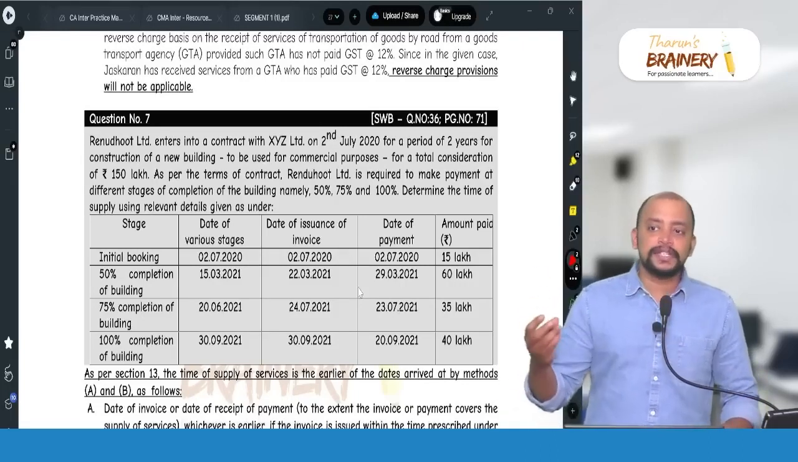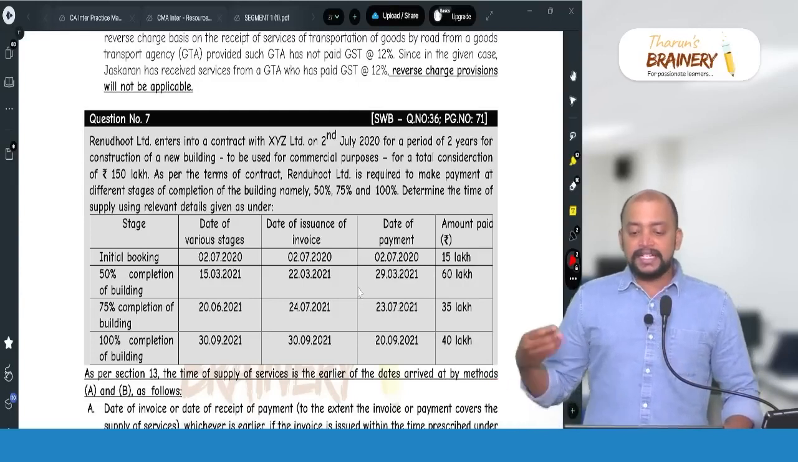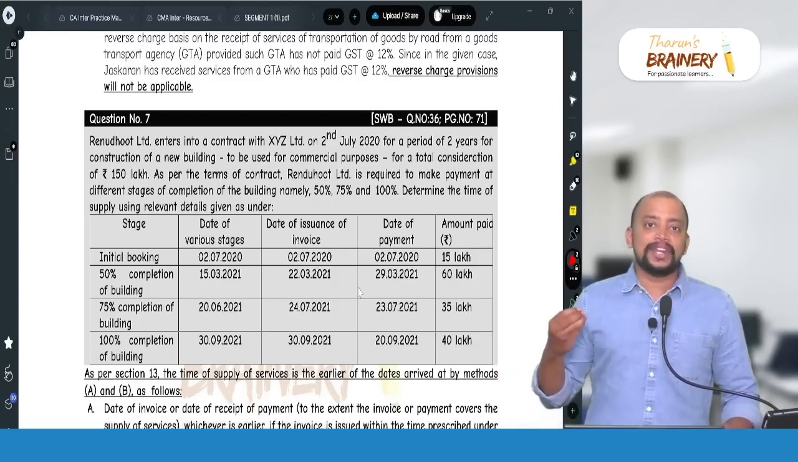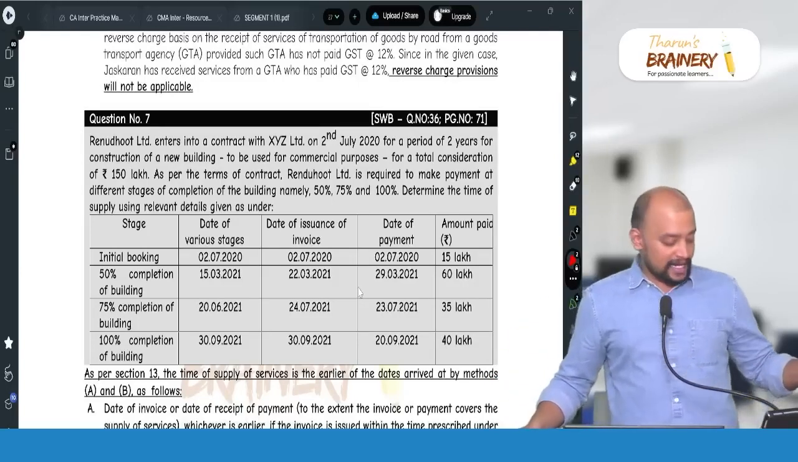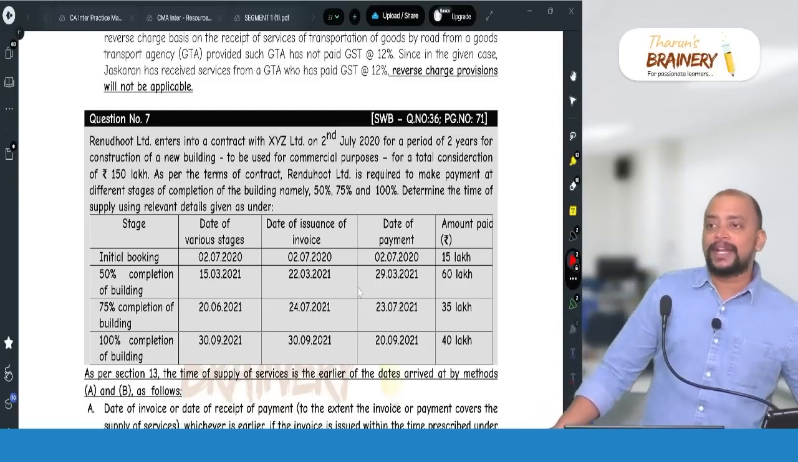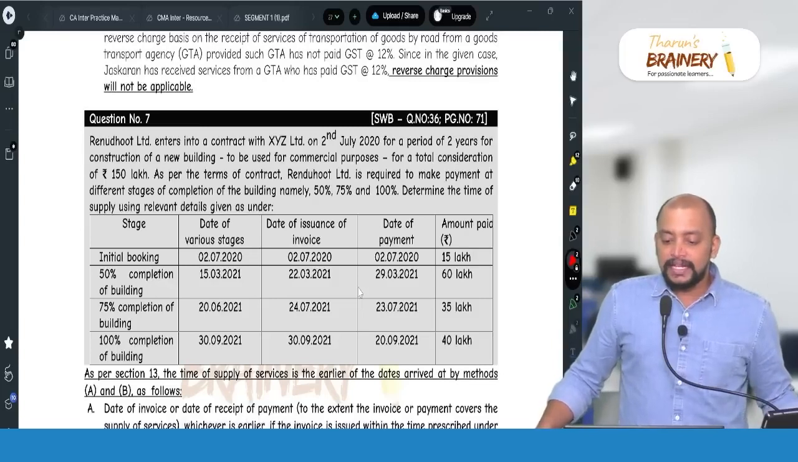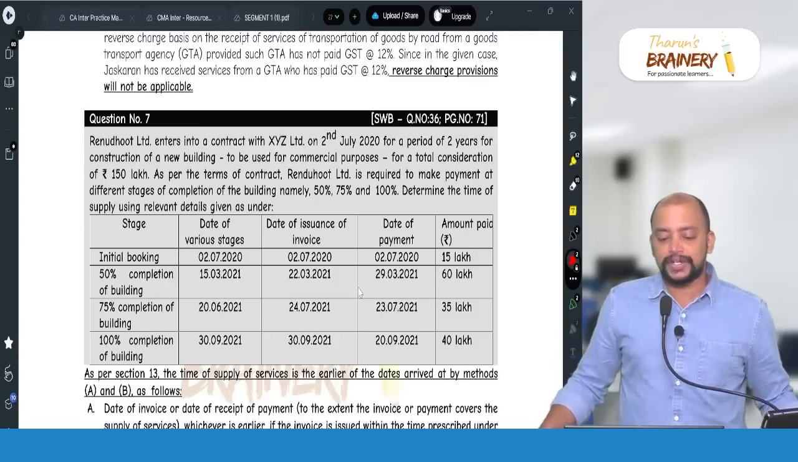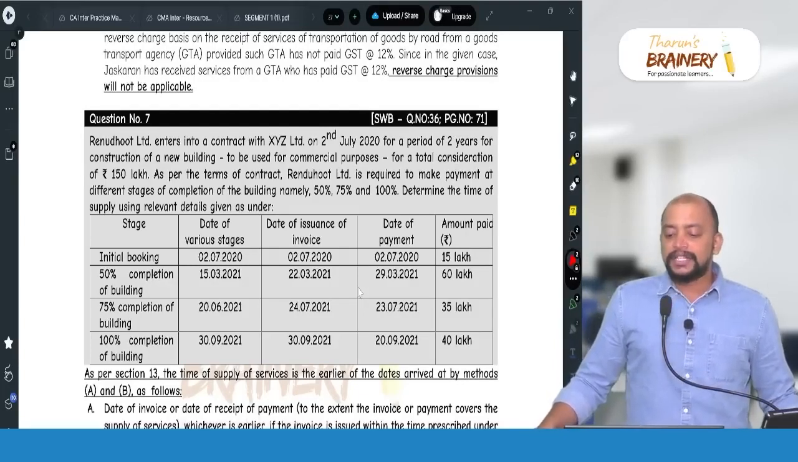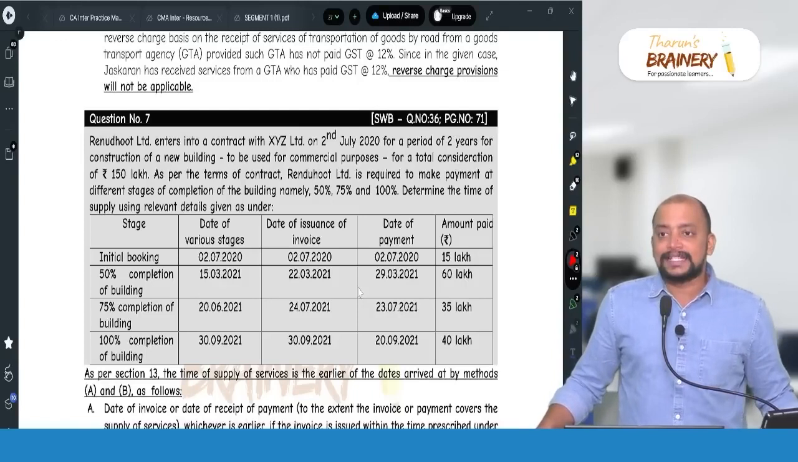So, it's a continuous supply of service. A service which takes more than 2-3 months to complete and involves periodic payment obligations is known as a continuous supply of service. Here, it takes 2 years for construction of a new building and there is a periodic payment obligation, and whether the due date of payment is ascertainable from the contract or not, we need to see.